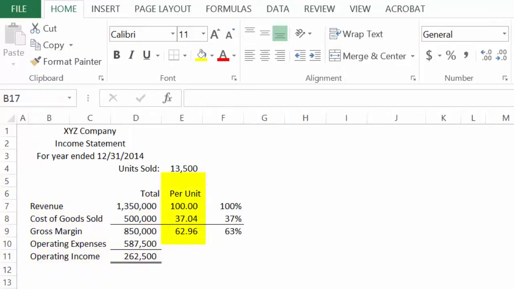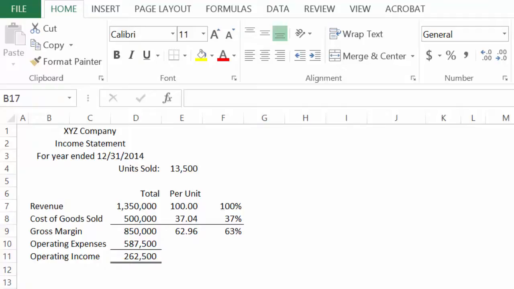We have broken that down into per unit amounts. They're rounded to the nearest penny, and then percentages. And so this is what we would give to an investor. We use it for external reporting. It's the income statement that you see most often.